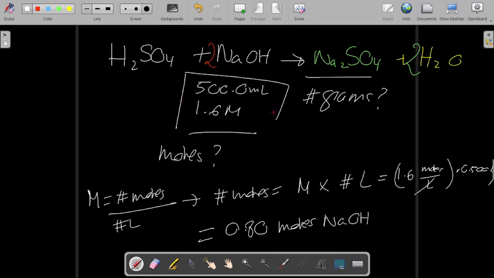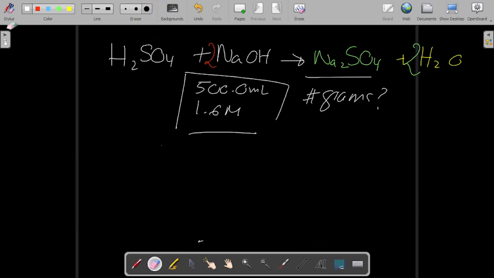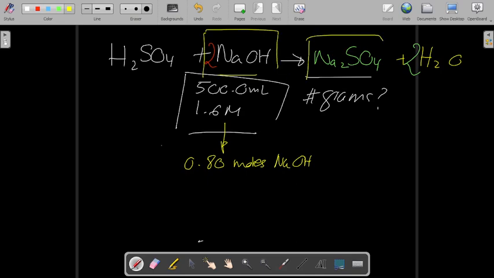The amount of volume plus the molarity allowed us to calculate the number of moles coming in. So let me erase these and put an arrow that shows that from here we were able to calculate that we have 0.80 moles of that sodium hydroxide. Now that I know the number of moles, I can do stoichiometry. According to my formula, 2 moles are needed to produce 1 mole. You see that? You read 2 to 1.